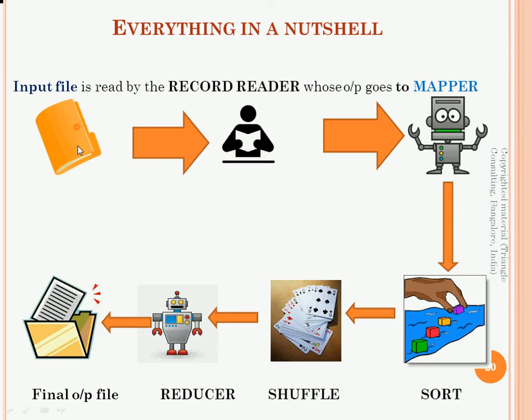So the operations on top, reading from an input file, the record reader, and the mapper, belong to the map stage, and the operations in the bottom, the sort, shuffle, and reducer, belong to the reduce stage of MapReduce, the two-stage operation for solving any problem in Hadoop.